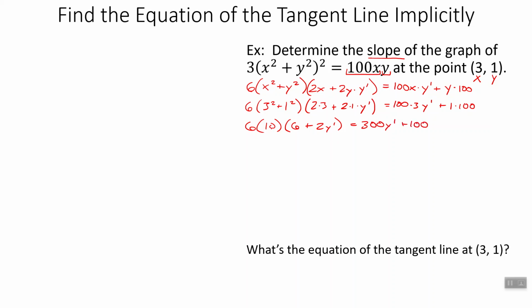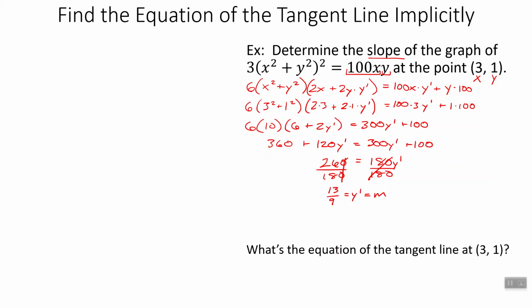All right, so that's going to be 60. We're going to need to distribute that. So 60 times 6 is 360. 60 times 2y prime is going to be 120 y prime equals 300 y prime plus 100. So we're going to subtract the 120 over here. That gets me 180 y prime. Subtract the 100 over here. That gives me 260. And then divide by 180. All right, so we can cancel out the 0 there. We can also cancel out a 2 from both of those, and that's 13 over 9. All right, so that is our slope.